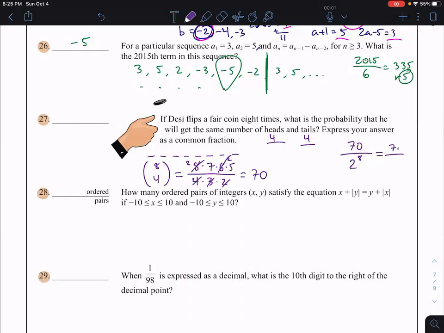This is 70 over 256, and that can be simplified to 35 over 128, and that's our answer.